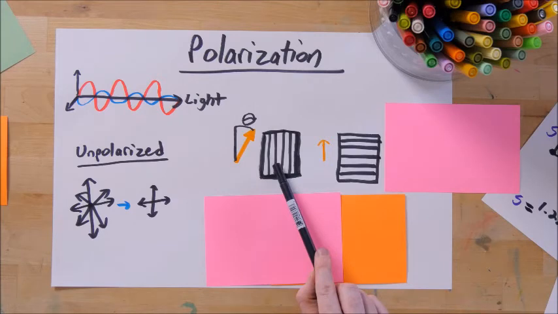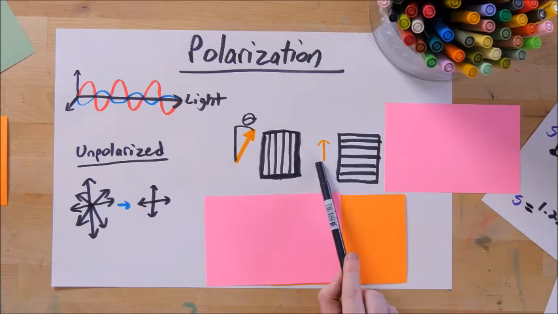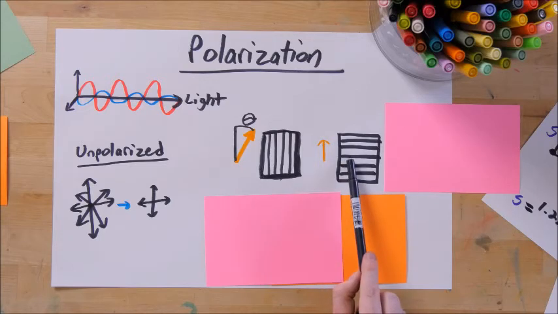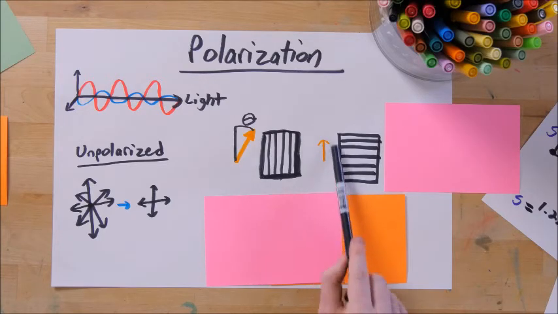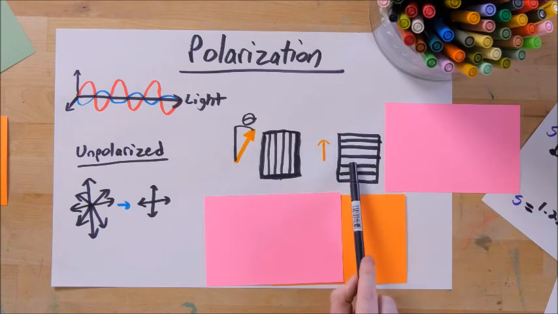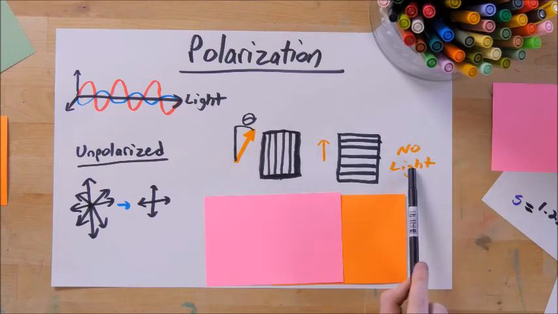Now let's say we have a perpendicular filter that's directly next to this light. Now the angle between these two is 90 degrees. There's no component of light that's in the same direction as this filter. So it turns out on the other side we would just get no light.